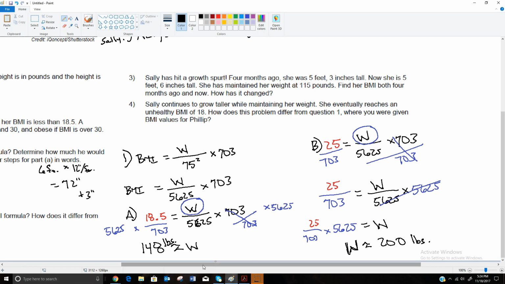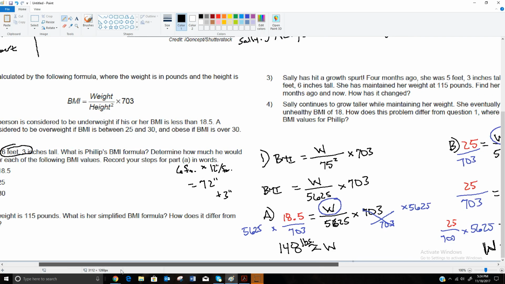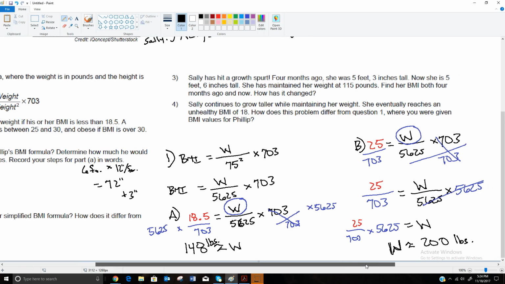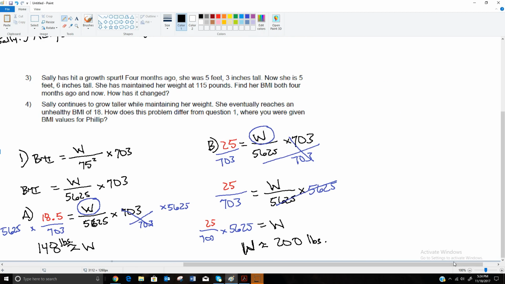Now we have a third one where we want a BMI of 30. So in order for his BMI to be 18.5, we're at 148 pounds, just under 150. 25 is 200 pounds, and now we're going to be 30. So I'm going to go through this one a little bit more quickly. If you forgive me, I'm not going to do the color coding on this one. I'll just do it all one color. So we're going to start with 30 as our BMI.